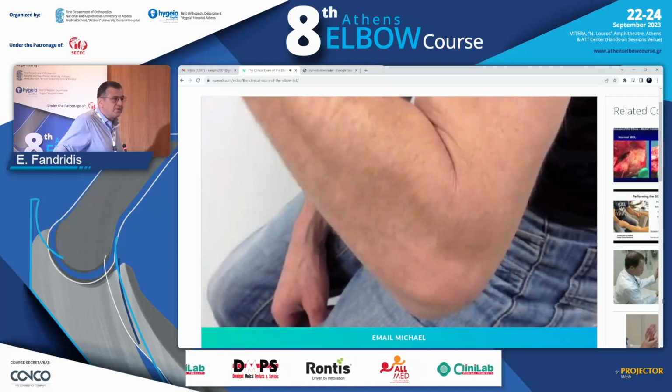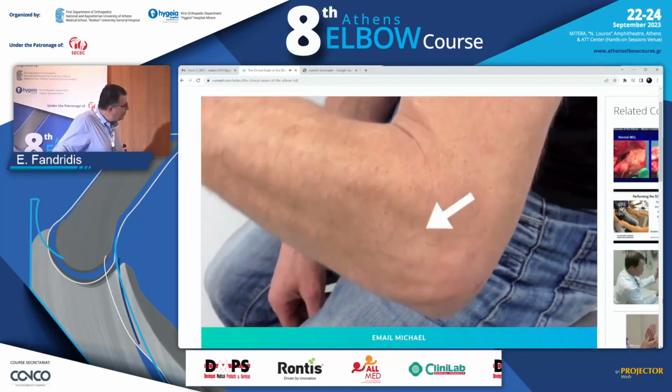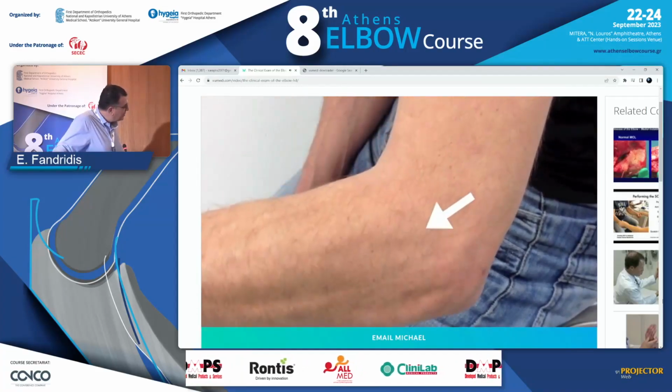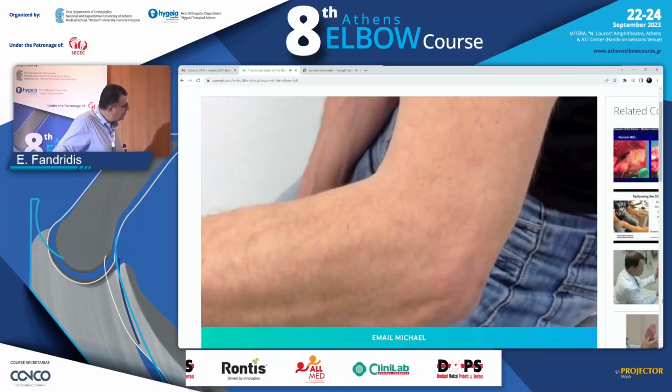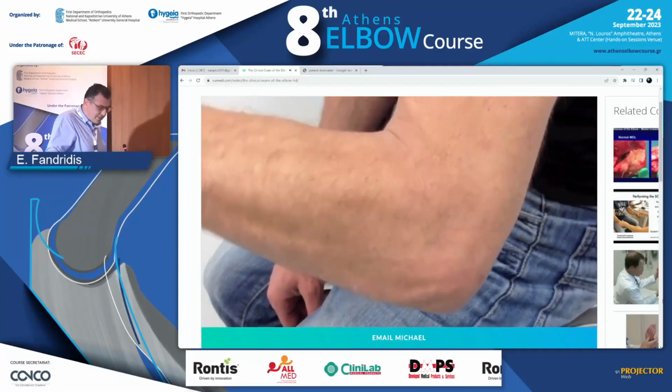Plica is an intra-articular lesion, and very rare. You can see it also during inspection. This is the plica, as the examiner said, in the anterior part. You see there some grasping, some snapping from the plica on the anterior side.